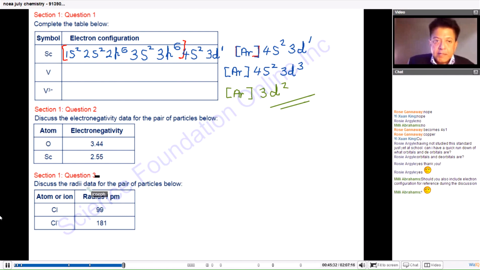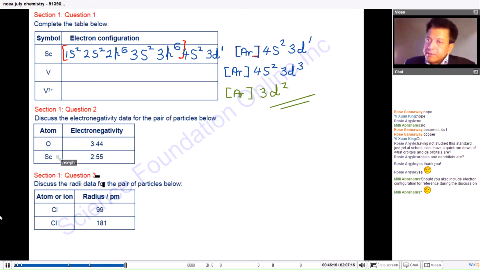Which was question number 3. Discuss the radii data for the pair of particles below. Now, atom or ion, the radius in picometers. A picometer is 10 to the minus 12 of a meter, the sort of dimensions of atoms and ions. Okay, so the chlorine atom, Cl, has a radius of 99 picometers, and the Cl minus ion has a radius that is much bigger, of 181 picometers. Okay, so it's kind of not quite double, but almost as much.